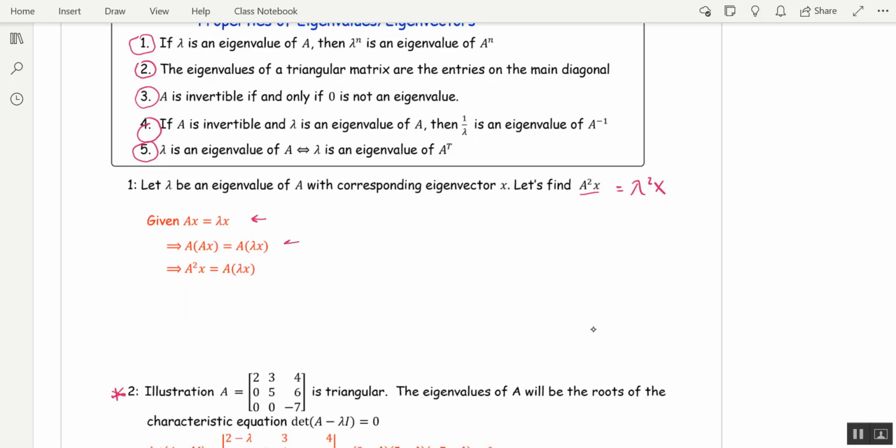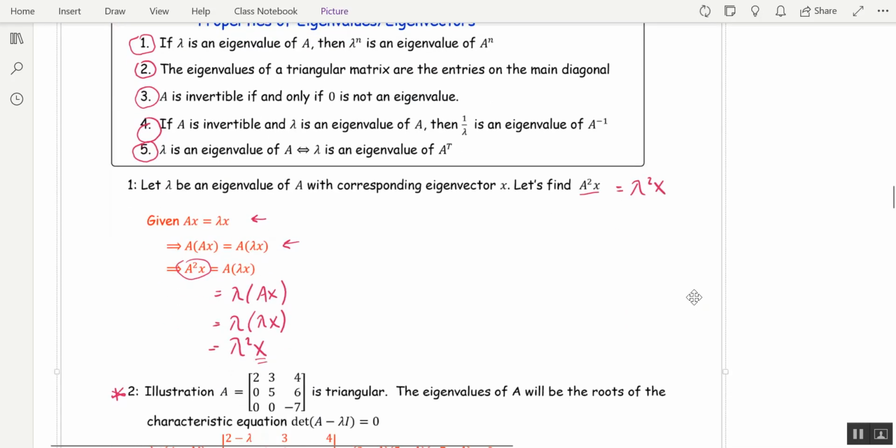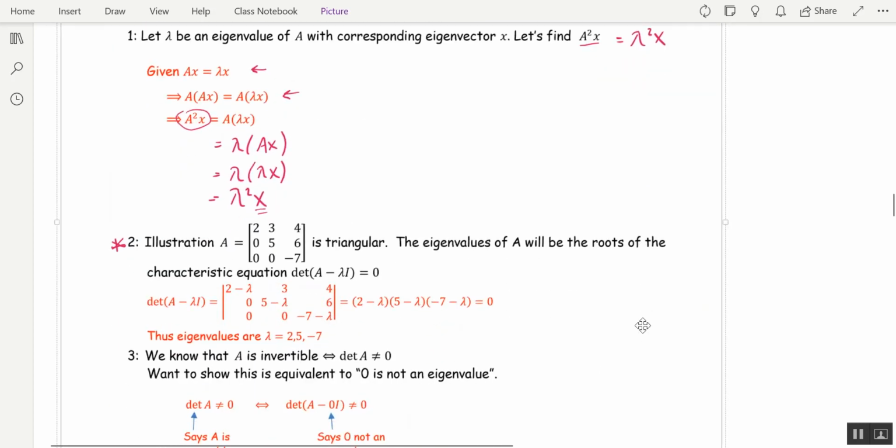Multiply both sides by A. So on the left, I have A squared x, and on the right, I have A lambda x. Well, I can pull that lambda out and write lambda times Ax, but Ax is lambda x, so that's lambda times lambda x, which is lambda squared x, which is what I wanted to show. So the interesting thing is that A and A squared share the same eigenvector x, but the eigenvalue is different. Okay, you can read through the rest of these notes on your own, but that is the end of what I'm going to do for this section.